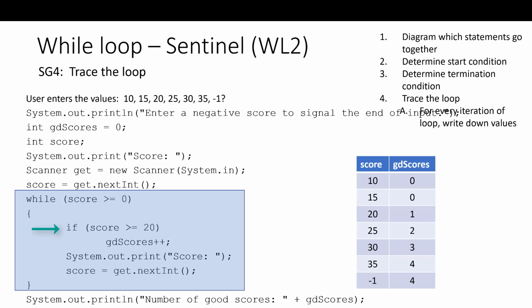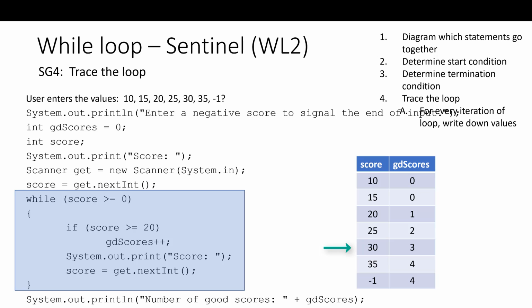If the score is greater than or equal to 20, then good scores is incremented by 1. So the first value, 10, is not greater than 20, so we read in the next value, which is 15. 15 is not greater than 20, so we read in the next value of 20. 20 is greater than or equal to 20, so we increment good scores to 1. We now read in the next score, which is 25, which is also greater than or equal to 20, so good scores is incremented to a value of 2.